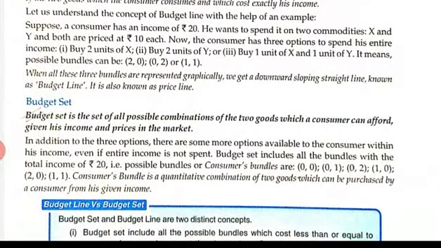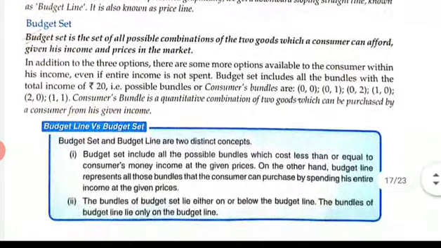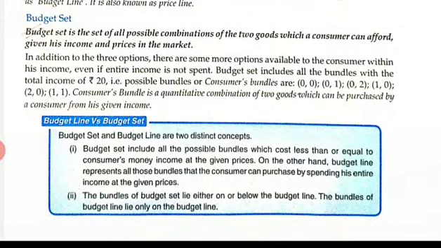Budget set is the set of all possible combinations of the two goods which a consumer can afford given his income and the prices in the market. The difference between the budget set and the budget line is that the budget set includes all possible bundles which cost less than or equal to the consumer's money income at the given prices. On the other hand, the budget line represents only those bundles that the consumer can purchase by spending his entire income at the given prices.